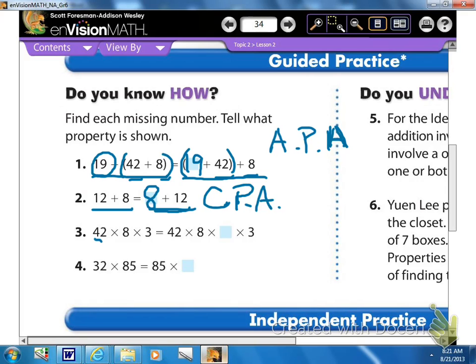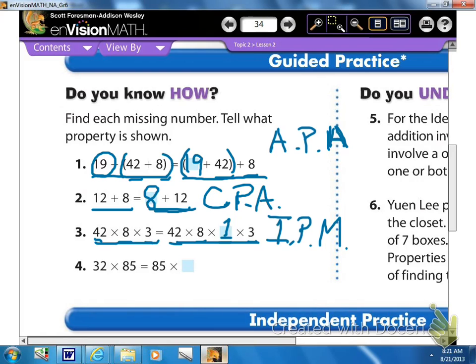And number 3, 42 times 8 times 3 equals 42 times 8 times something times 3. Now look, 42, 8, 3, 42, 8, and then 3. The order is going to be the same, but I have this missing number. And if it is to be equal on both sides, what could I multiply these numbers by and keep the same total? Well, the only number that could be would be 1 because of the identity property of multiplication. So this is the identity property of multiplication.